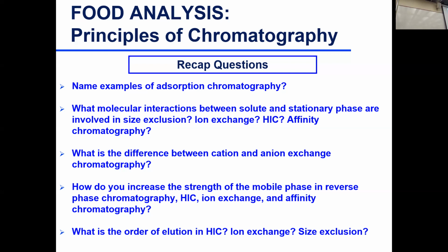What other than ion exchange and affinity? Yes, Eddie? Hydrophobic interaction. Yep. What molecular interactions between solute and stationary phase are involved in size exclusion? What kind of interaction? None. So size exclusion is physical separation, based on size. That's why it's called size exclusion, or gel permeation. That means the same thing. Okay, separation is physical.